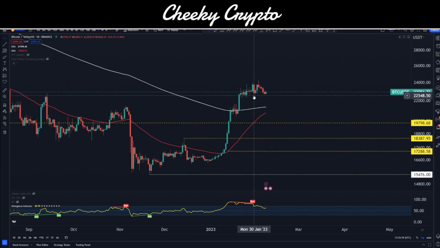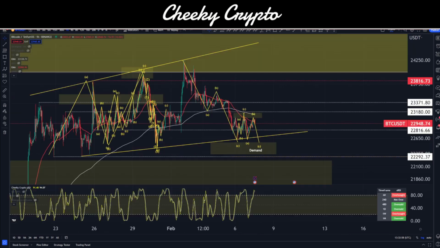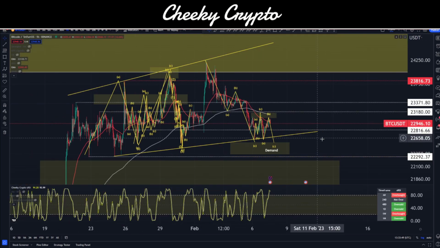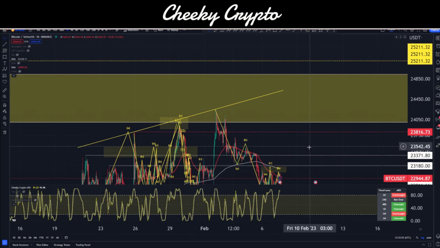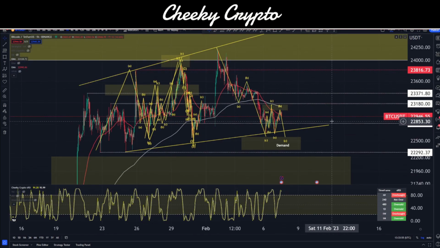I did say that this looked like an ending diagonal structure. I still think that is very much in play, and we still can push up a little bit higher here before we do move on down. It could be, as I said yesterday, within here, an expanding diagonal, basically looking for a bigger wave 5 to maybe hit the slightly higher ranges before pulling down.